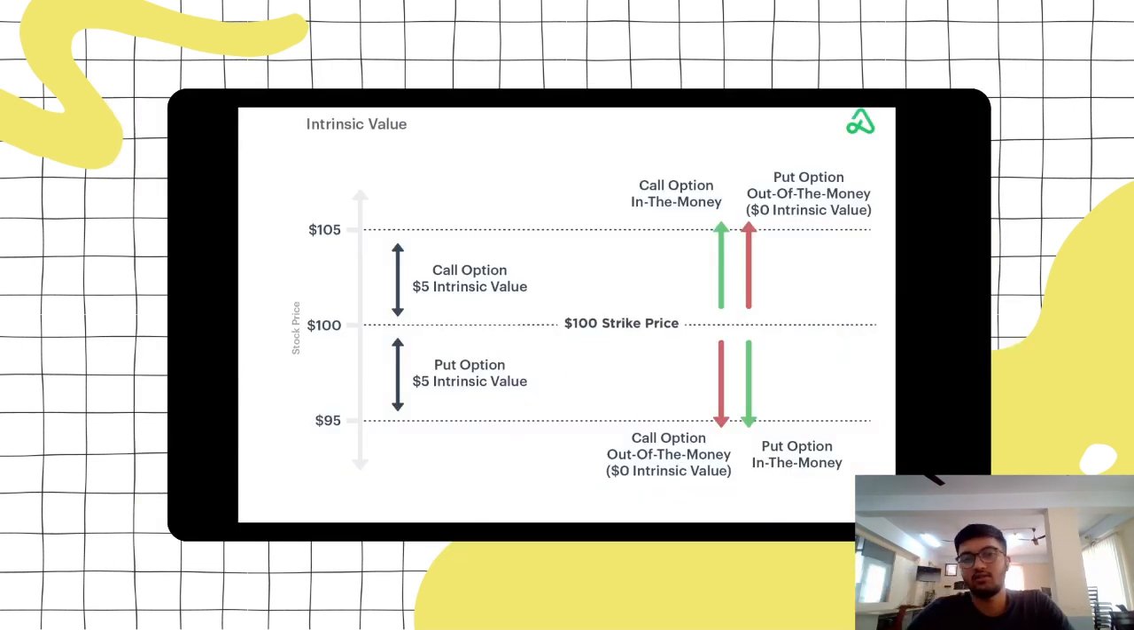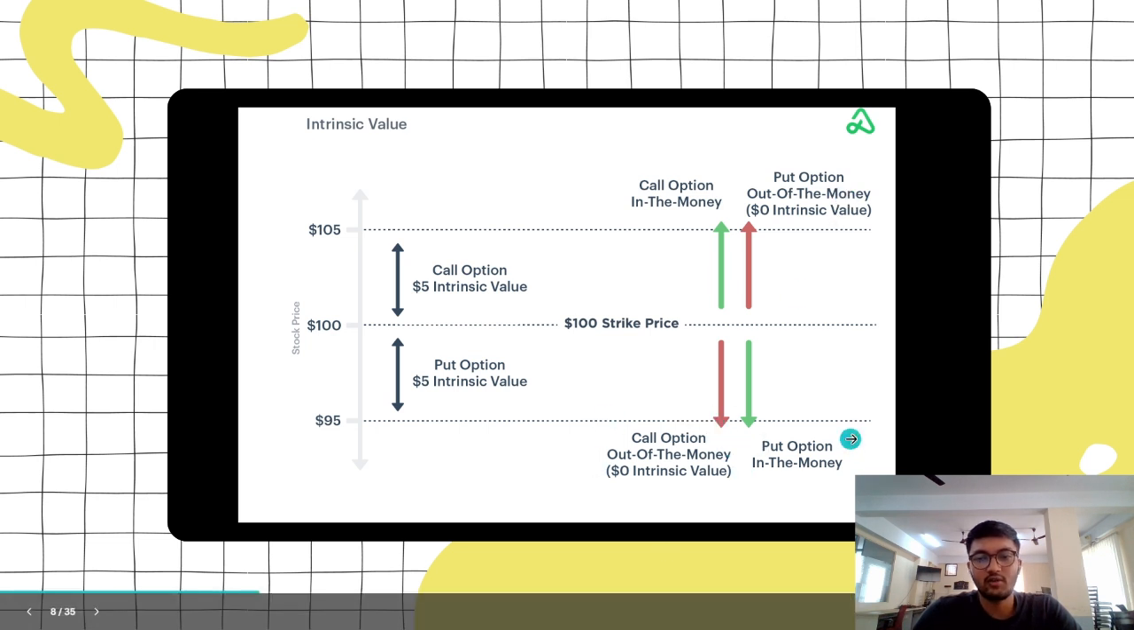So in the chart, we'll try to teach you the intrinsic value. At the money, 100 is the strike price. The call option has $5 of intrinsic value when the strike is 95. Call option in the money, put option out of the money. Call option out of the money, put option in the money.